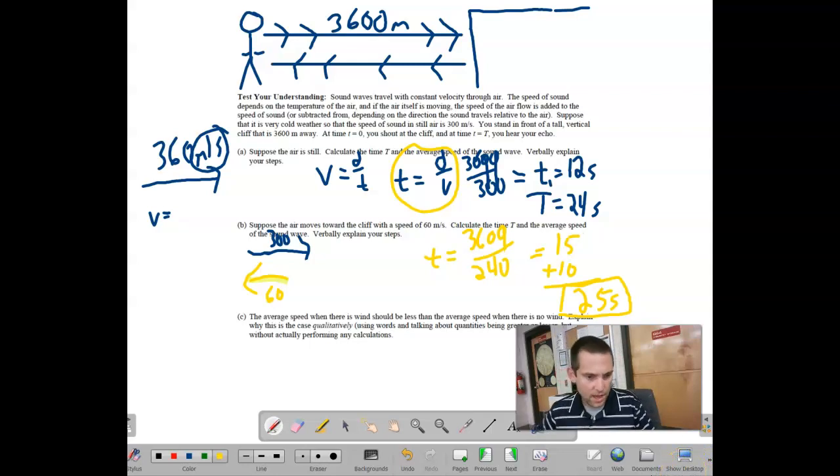C, the average speed when there is wind should be less than the average speed when there is no wind. Why is this the case qualitatively? So that's what we just did. So hopefully you can just put that into words using greater than and less than. I think I just did that. So that's it. Keep it nice and short.